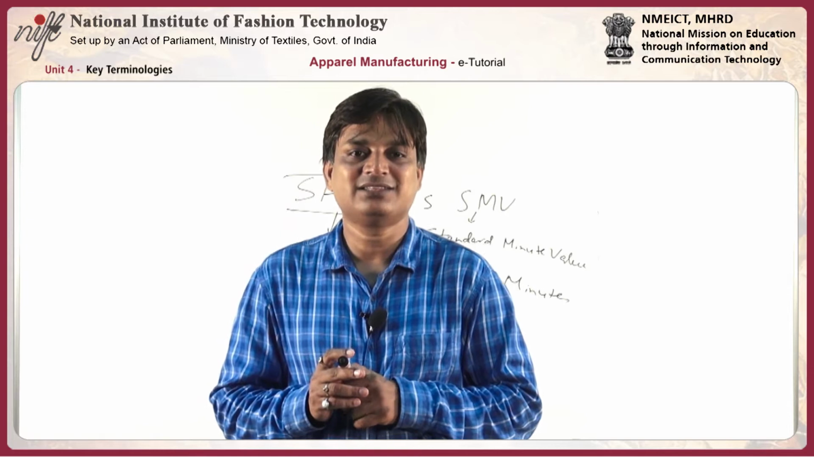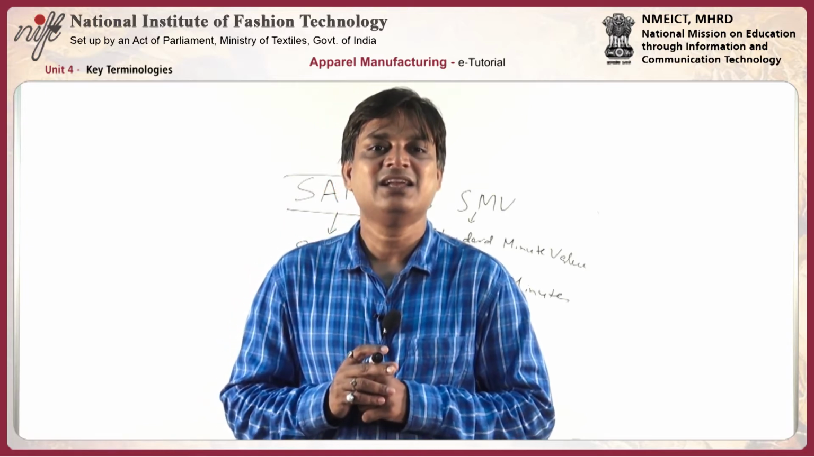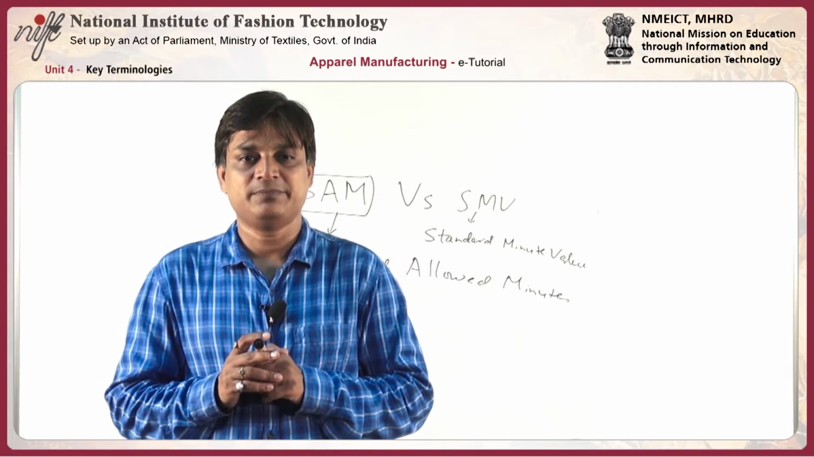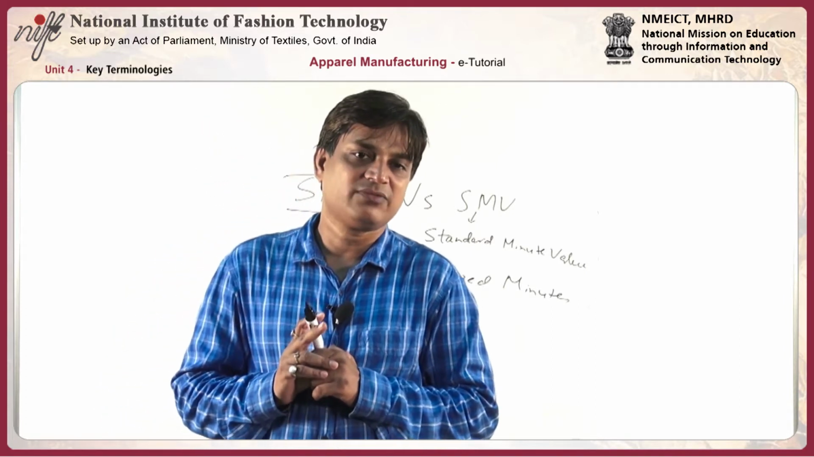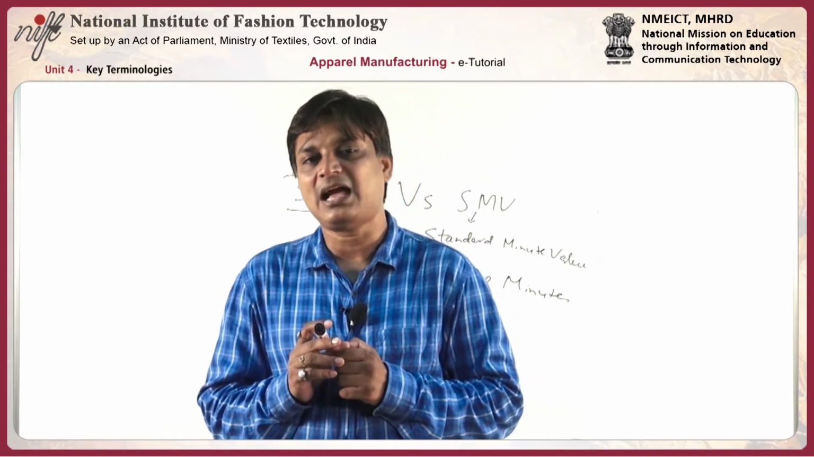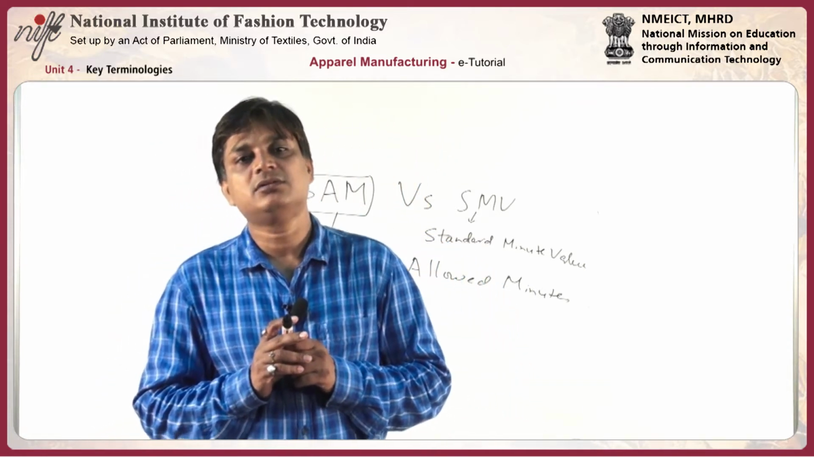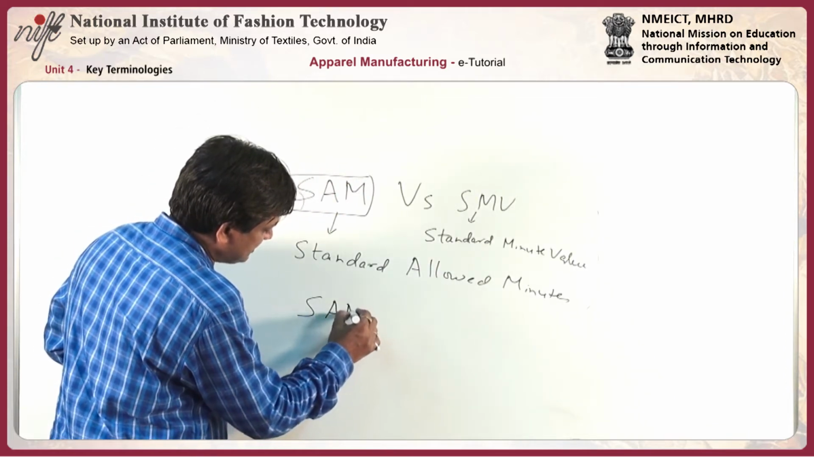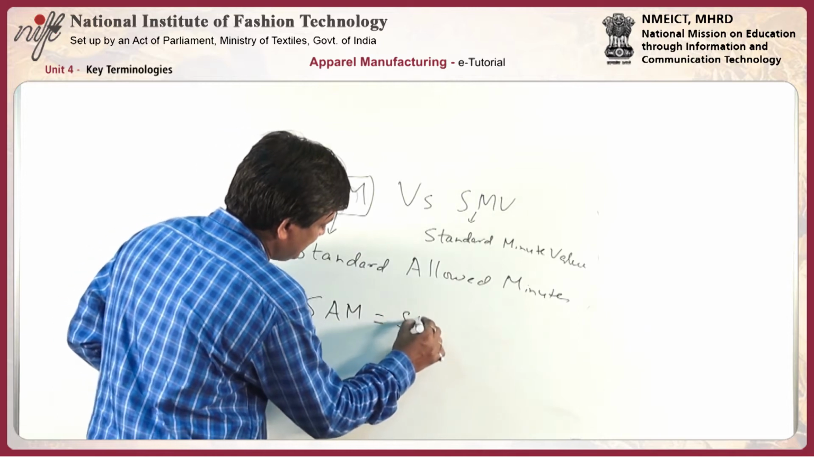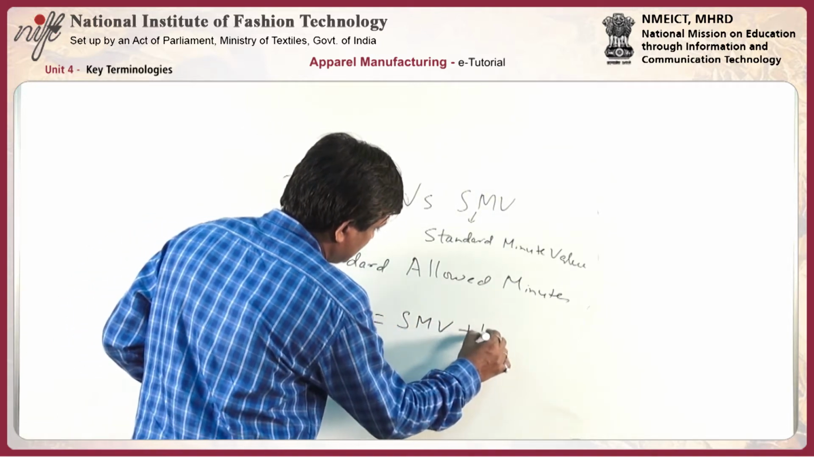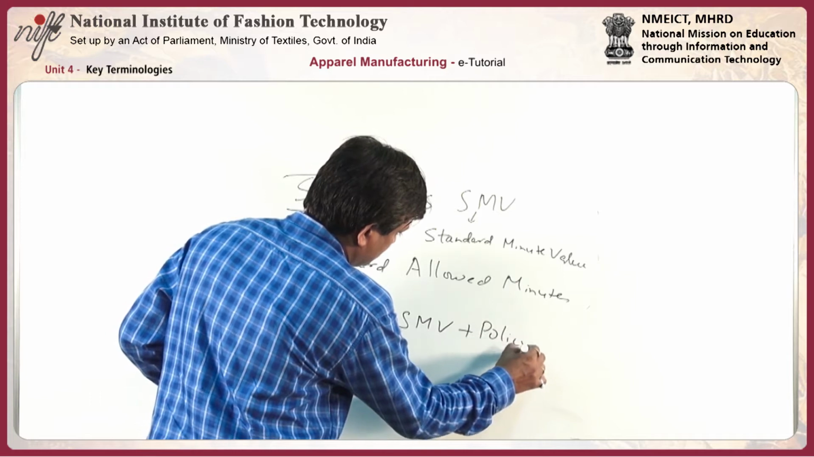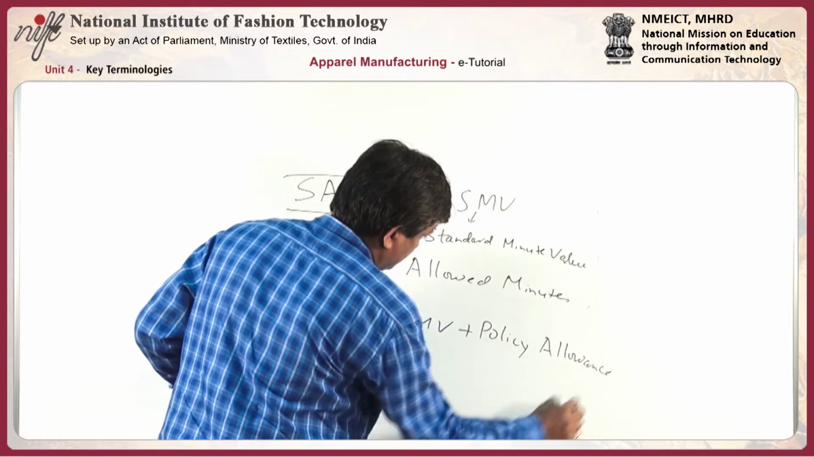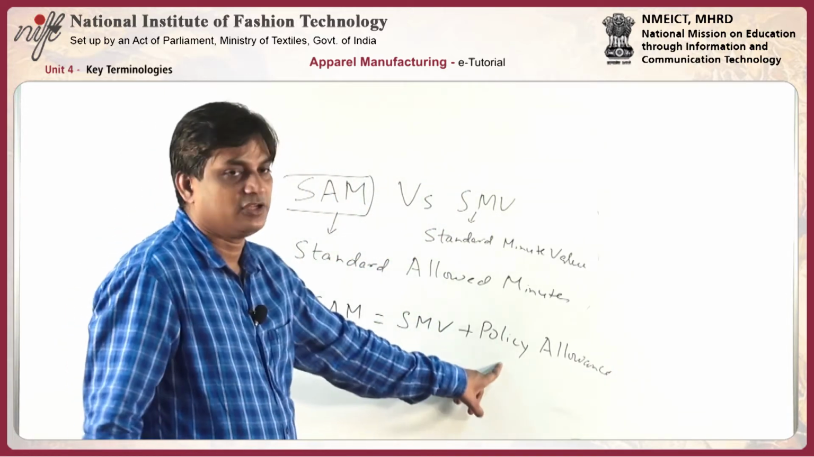When SAM is used as an extension of SMV, it is allocated time for a task rather than the measured time. So now we will discuss the relation between SAM and SMV. The relation between SAM and SMV is: SAM is equal to SMV plus policy allowances. SAM is equal to SMV plus policy allowance.